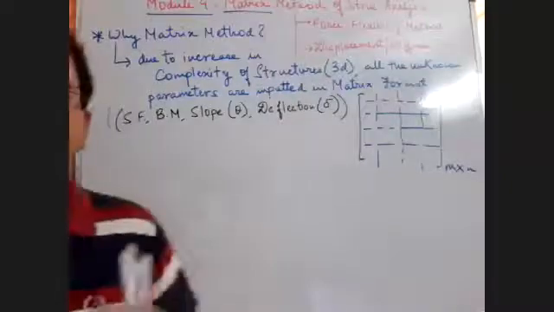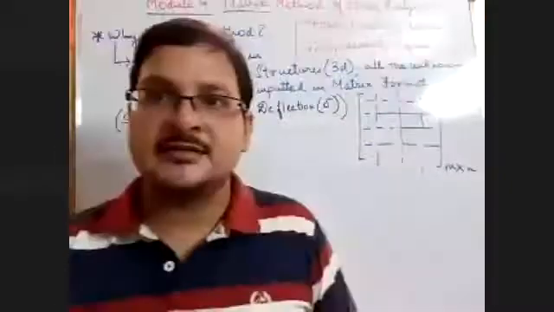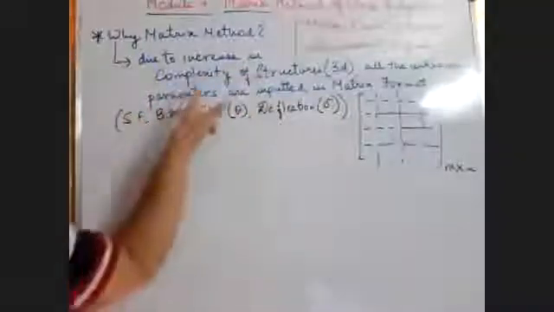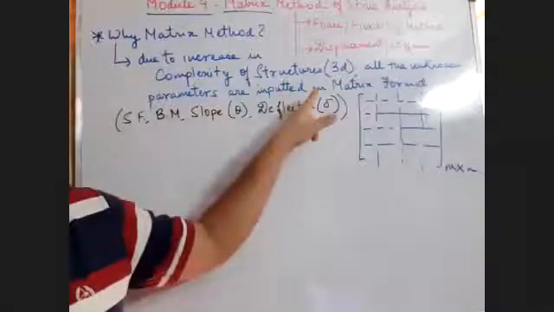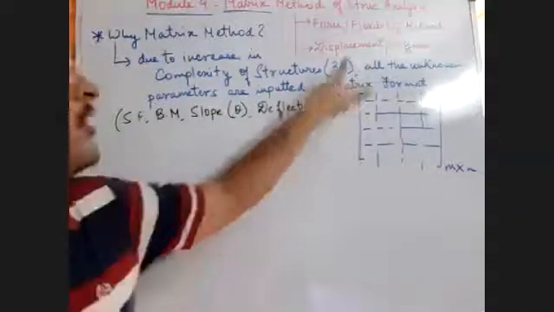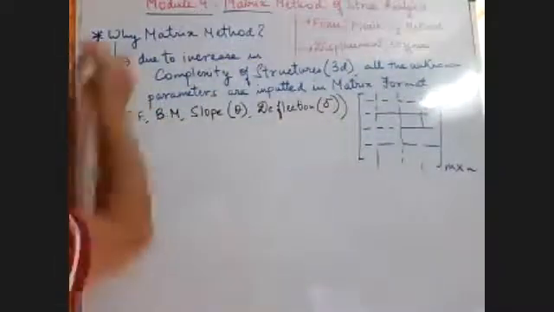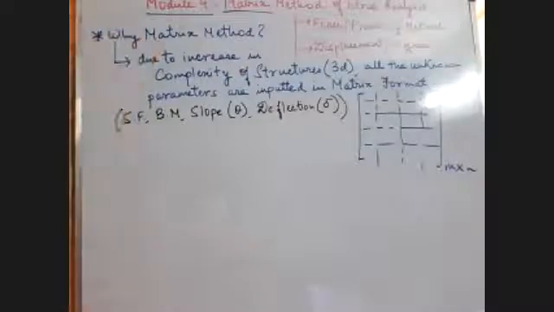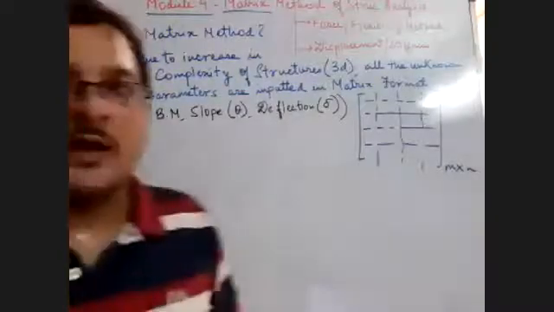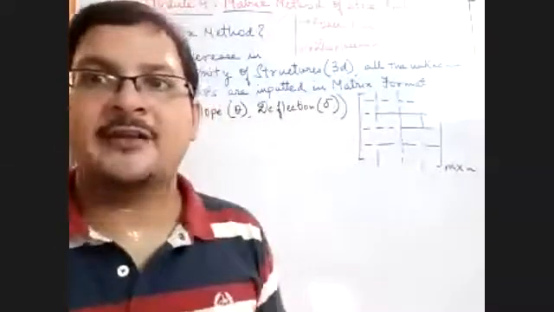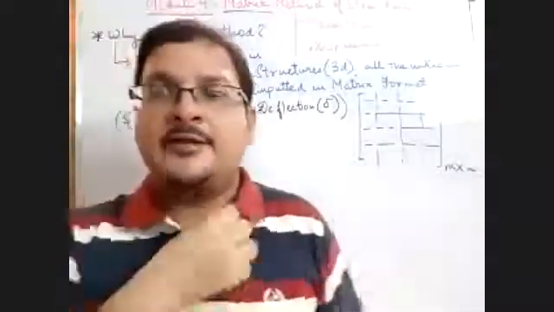Now what are the structures? I told you, due to increasing complexity of the structure, if we consider the structure as three-dimensional, all the unknown parameters are inputted in matrix form. Now, what is the advantage of this matrix method?